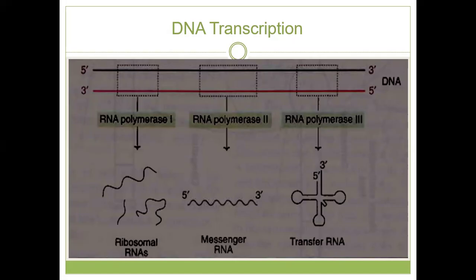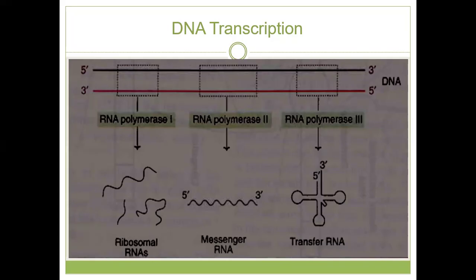So depending on what you are going to do with the information, is the information going to be used to synthesize a protein? If it is, a particular type of enzyme called RNA polymerase II will be used, and it will produce what we call heterogeneous RNA. That heterogeneous RNA will be converted to what we call messenger RNA. So the messenger RNA is used for the synthesis of protein.